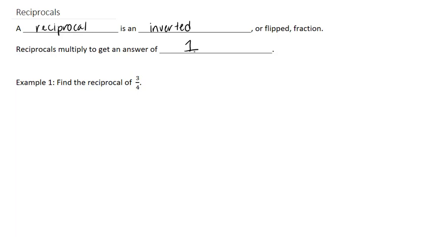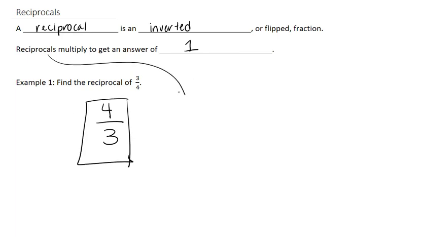So find the reciprocal of 3/4. All we do is invert it, or flip the fraction. What is now on the bottom becomes the top, and what was once on the top becomes the bottom. So 4/3 is the reciprocal. And when you multiply 3/4 times 4/3, you need to make sure you get an answer of 1. So this is a way to check it.